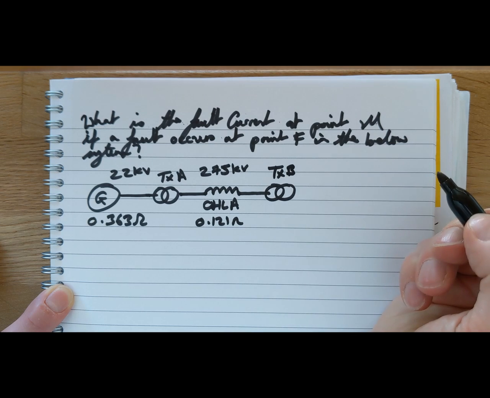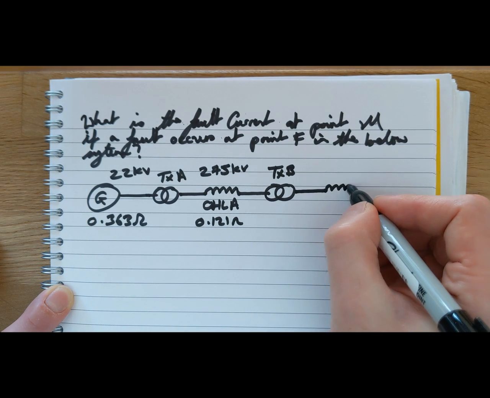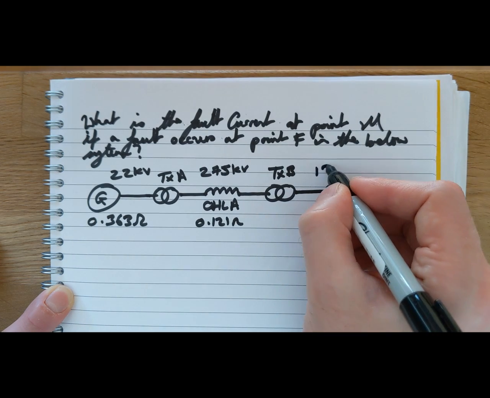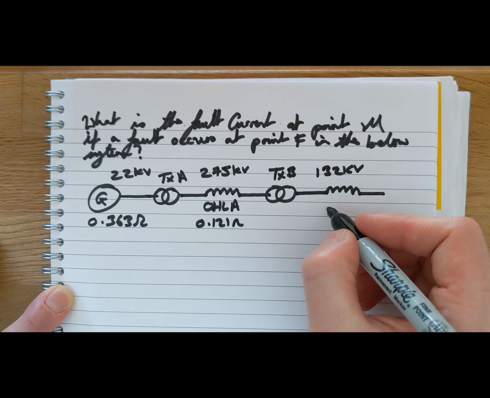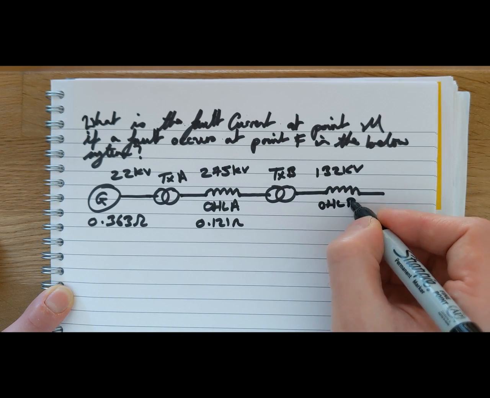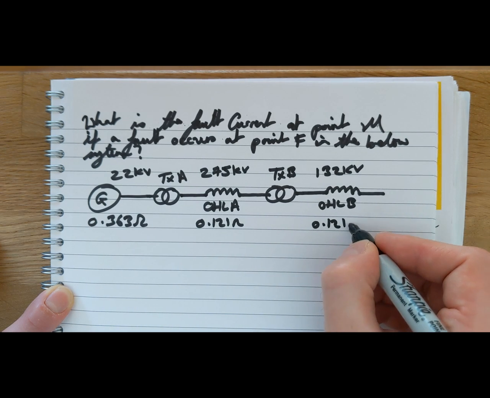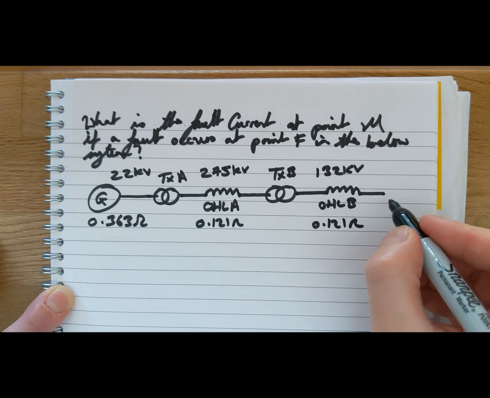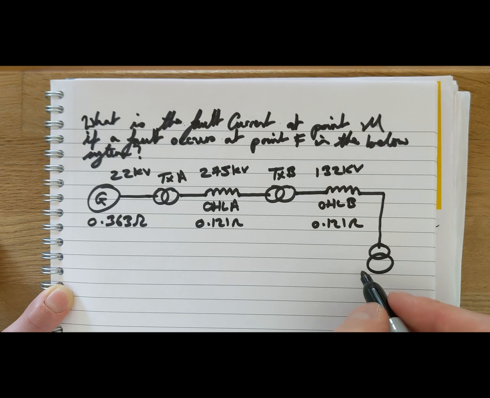We'll call that transformer B, and that will step the voltage down to 132 kV. These are pretty standard transmission voltages for the UK network, and we'll call that overhead line B, and again we will put that at 0.121 ohms. And then we'll go down to, let's say, a final transformer, and that will step down the voltage even further to 33 kV, and we'll call it transformer C.